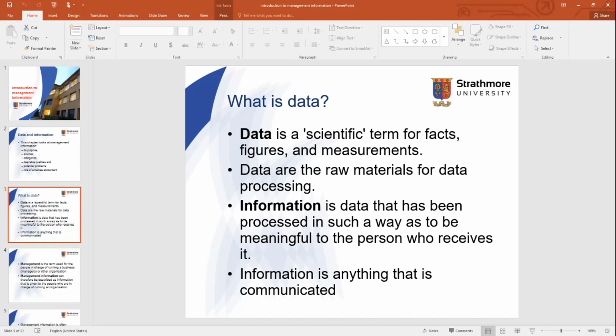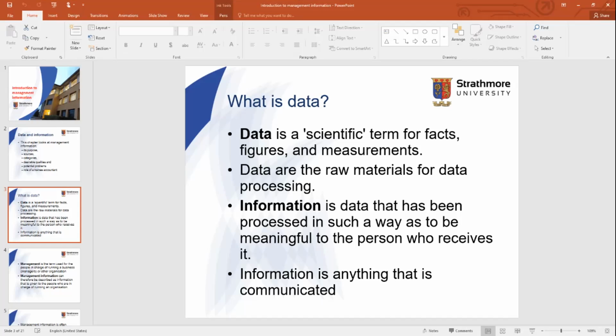So this is a static term for facts, figures, and measurements. Raw information that is yet to be processed. Data are the raw material for data processing. As I mentioned, data is information that is yet to be processed, what we call unprocessed information. Once the data is processed, then it becomes information. Once the data starts making sense, it becomes information.